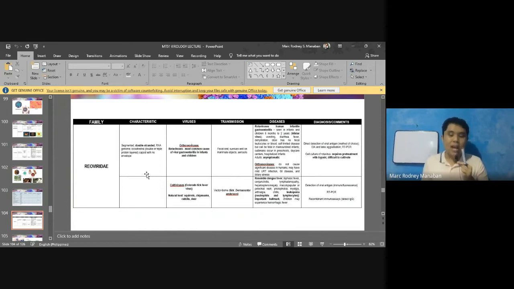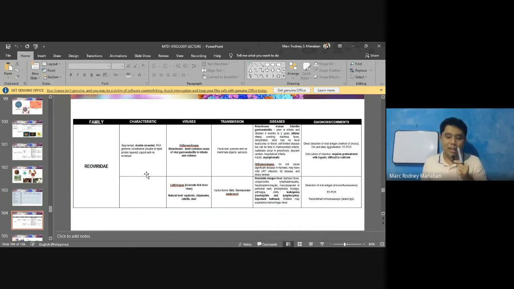Your rotavirus is considered to be the most common cause of viral gastroenteritis in children and infants. Please take note, the most common cause of viral gastroenteritis in children and infants, your rotavirus. So transmission is still fecal oral. Pwede siyang from inanimate objects, fomites, and also aerosols.